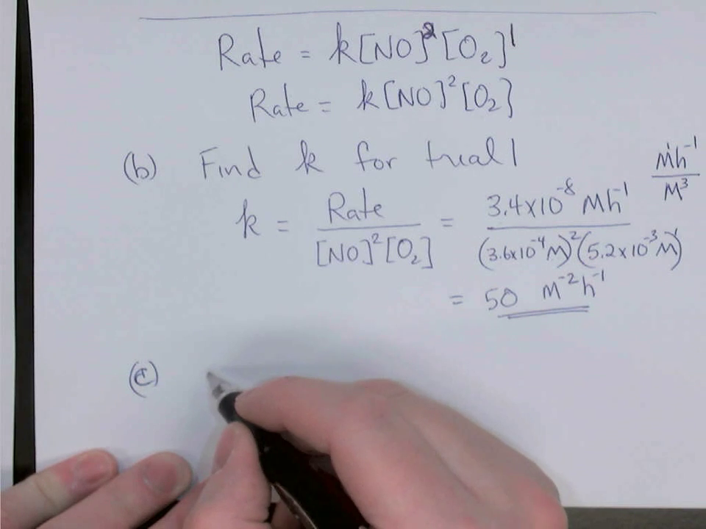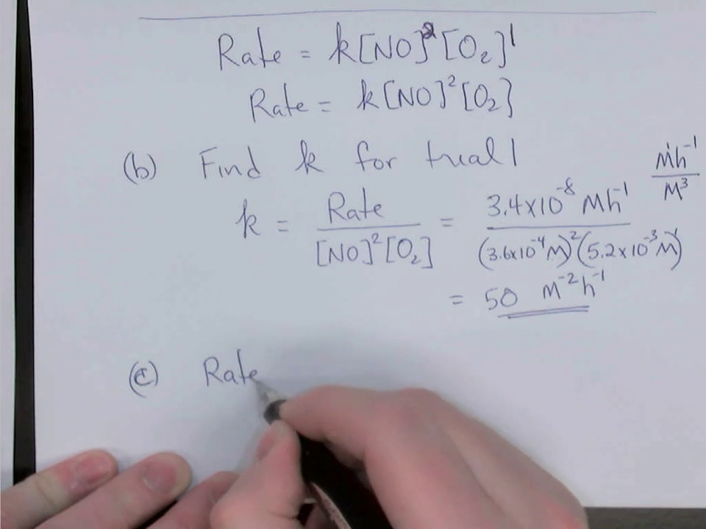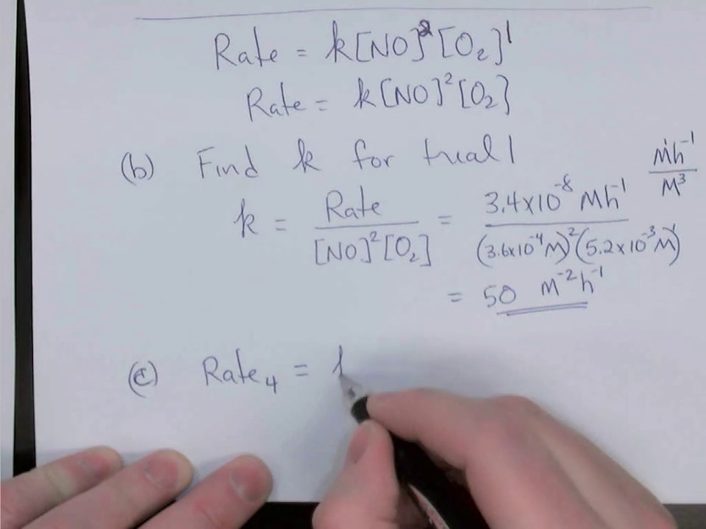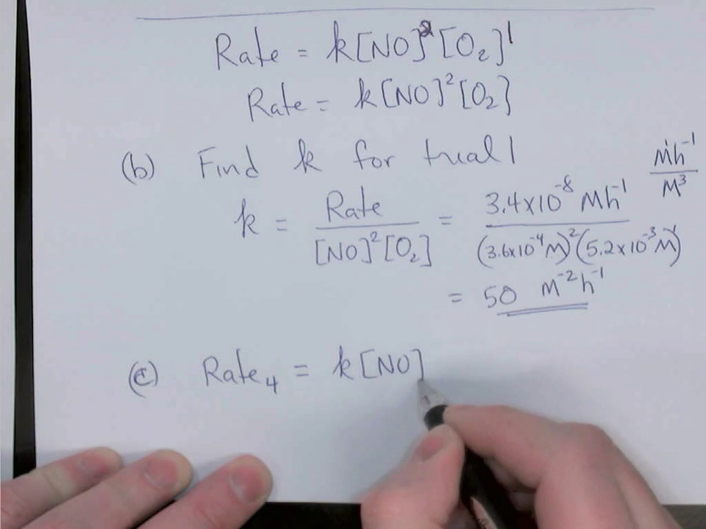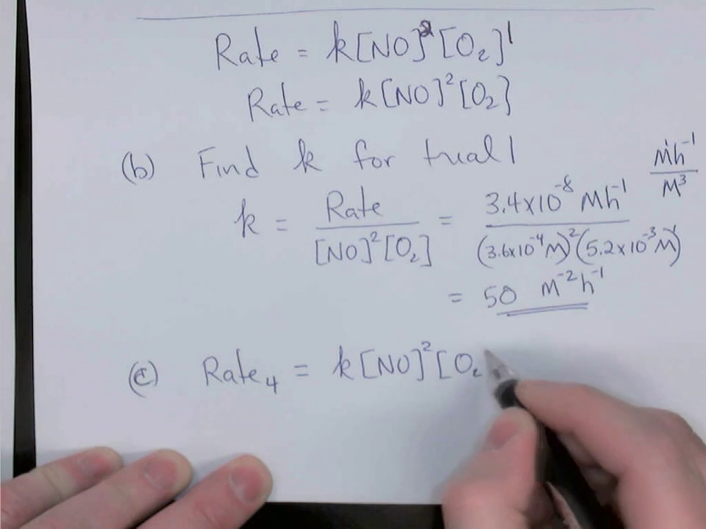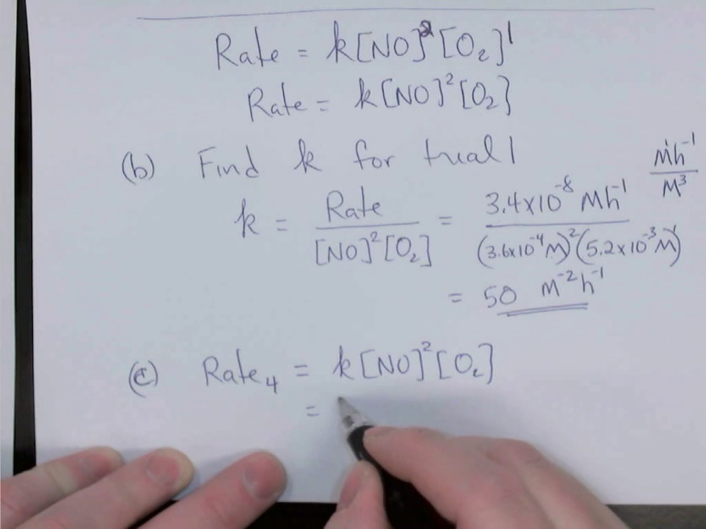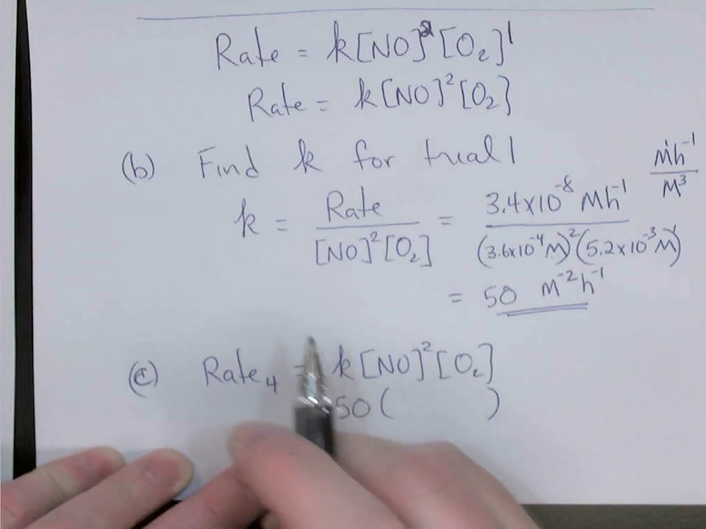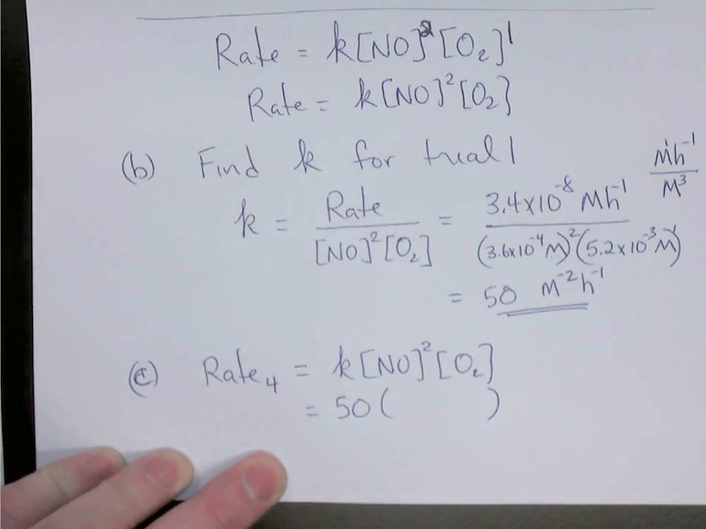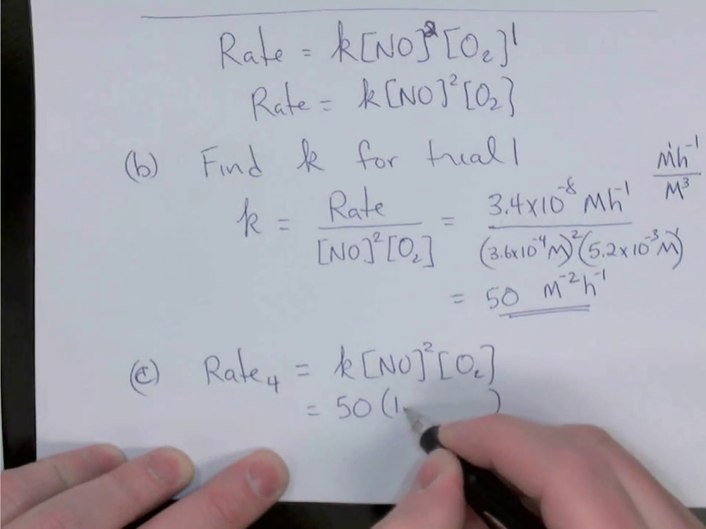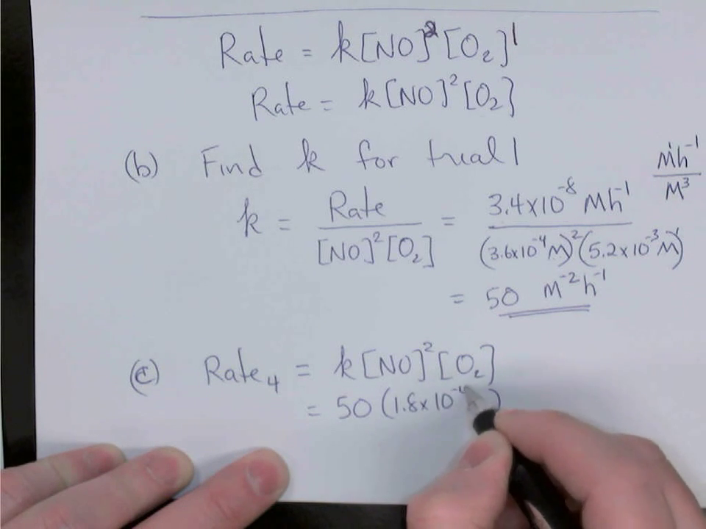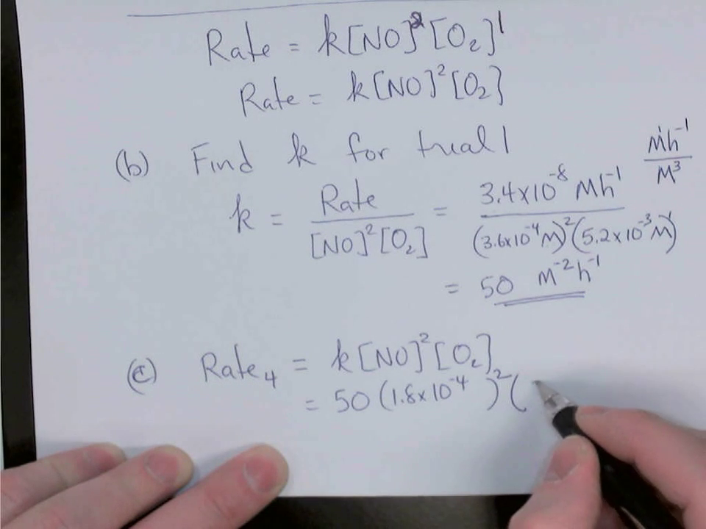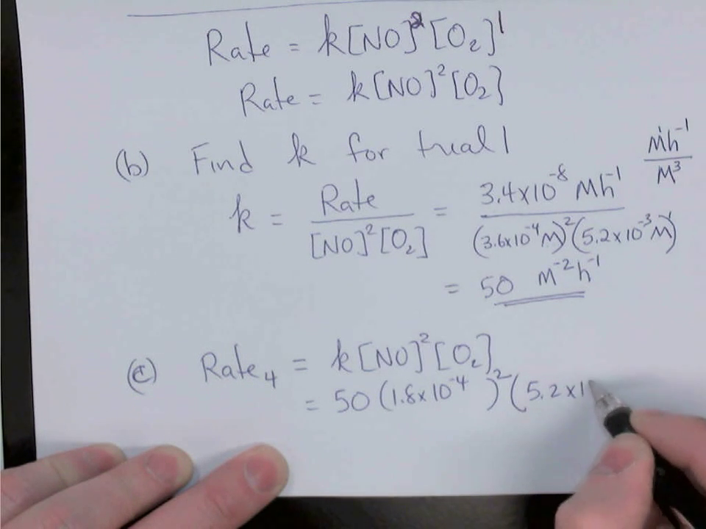Part C said to calculate the rate in trial 4. So let's find the rate in trial 4. We now have a rate law which says K times NO concentration squared and O2 concentration. And we know that K is 50, and we know in trial 4 that the NO concentration was 1.8 times 10 to the minus 4 squared, and the O2 concentration there was 5.2 times 10 to the minus 3.